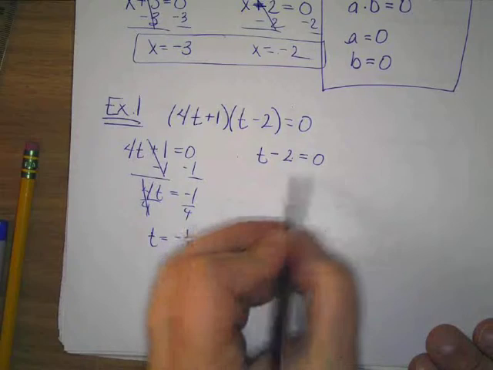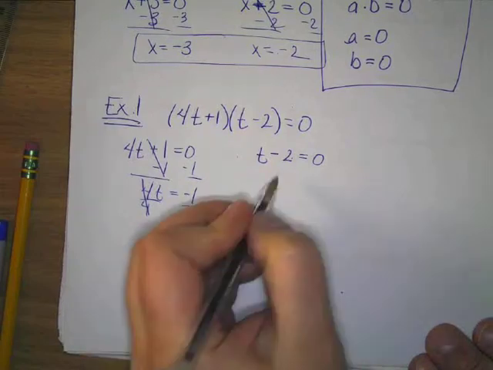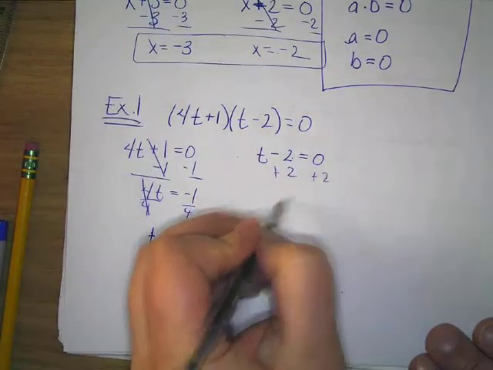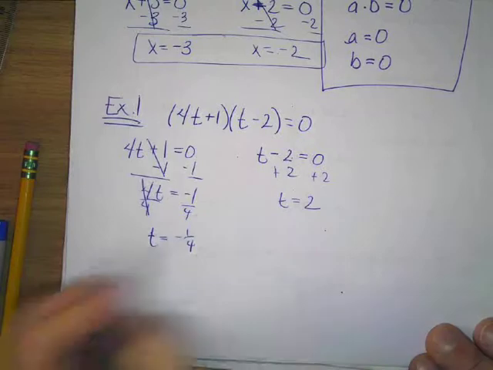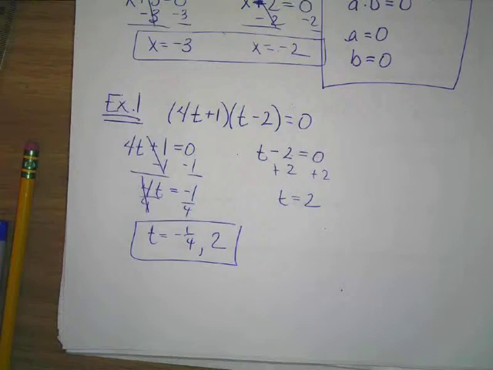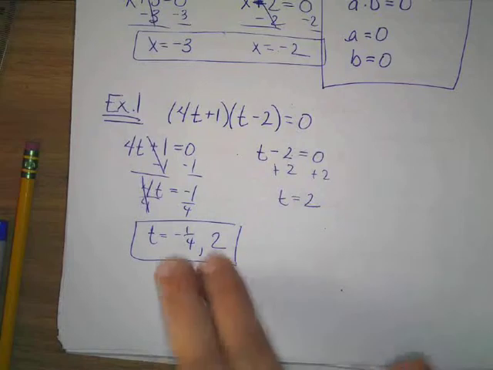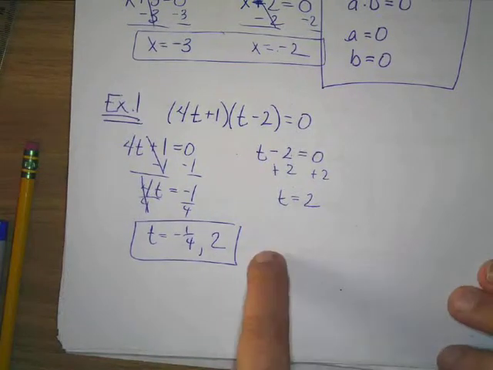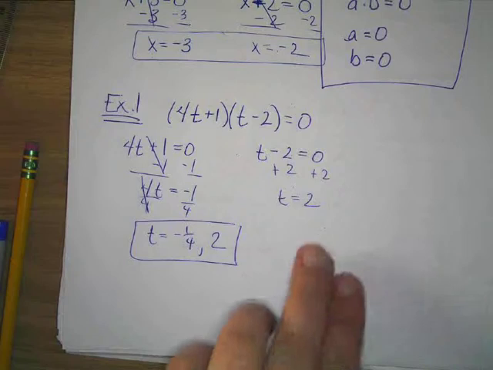And what would you do on this one? Good. So t equals 2. If you want to write them together with a comma in between them, you can. If you want to write t equals -1/4 and t equals 2, you can also do it that way. I don't care. And graphically, remember these are the two places where the parabola would cross the x-axis. Okay, let's do another one.